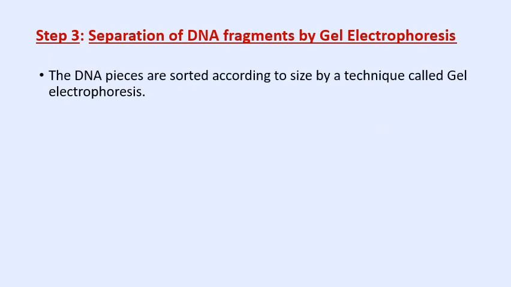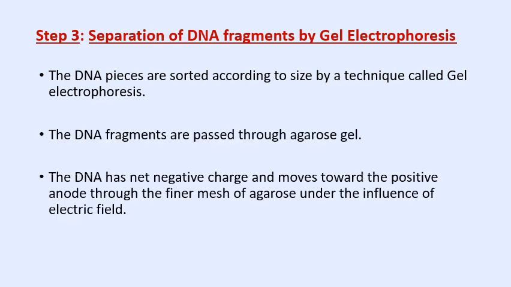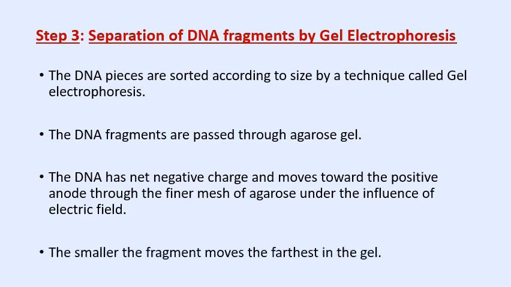Next step is separation of DNA fragments by gel electrophoresis. The DNA pieces are sorted according to size by a technique called gel electrophoresis. The DNA fragments are passed through agarose gel. The DNA has a net negative charge due to the phosphate group and moves toward the positive anode through the finer mesh of agarose under the influence of an electric field. The smaller fragments move the fastest in the gel and are separated based upon size.